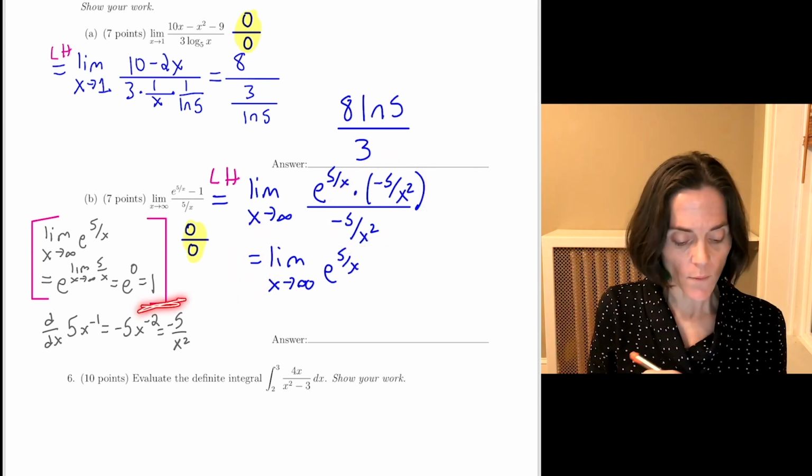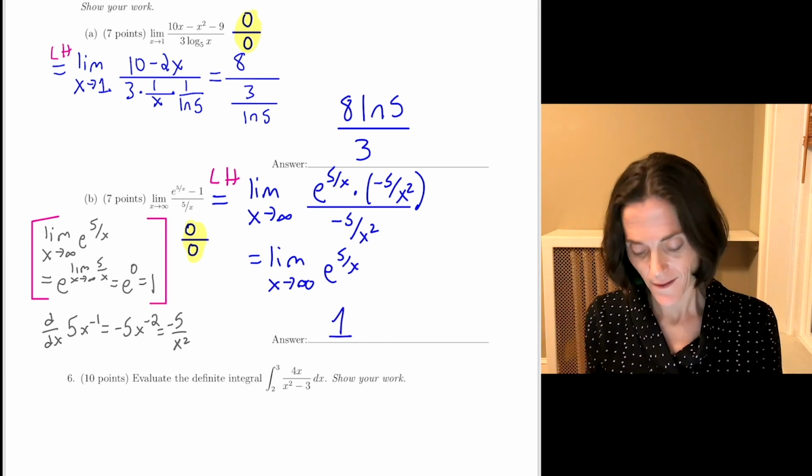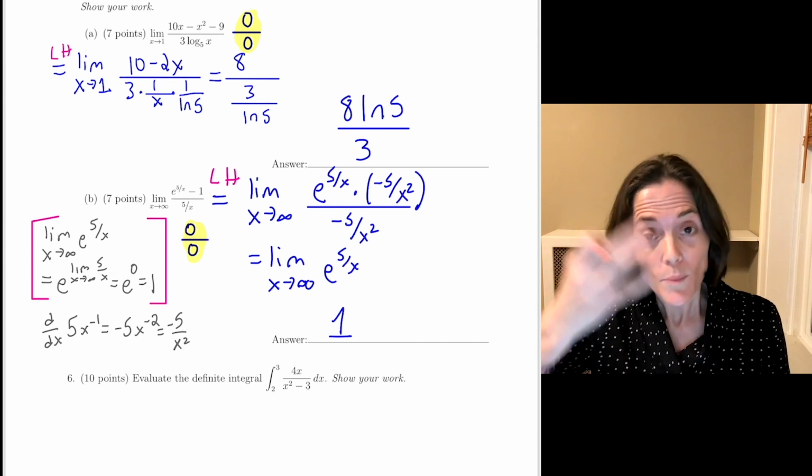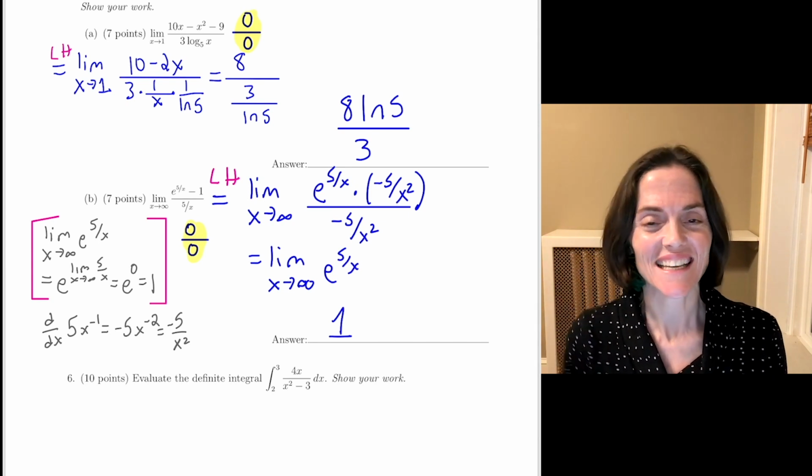Well, this is our side work. We've already done this, so the answer is 1. That was a fun one. Took L'Hopital. Also, bring the limit inside a continuous function.